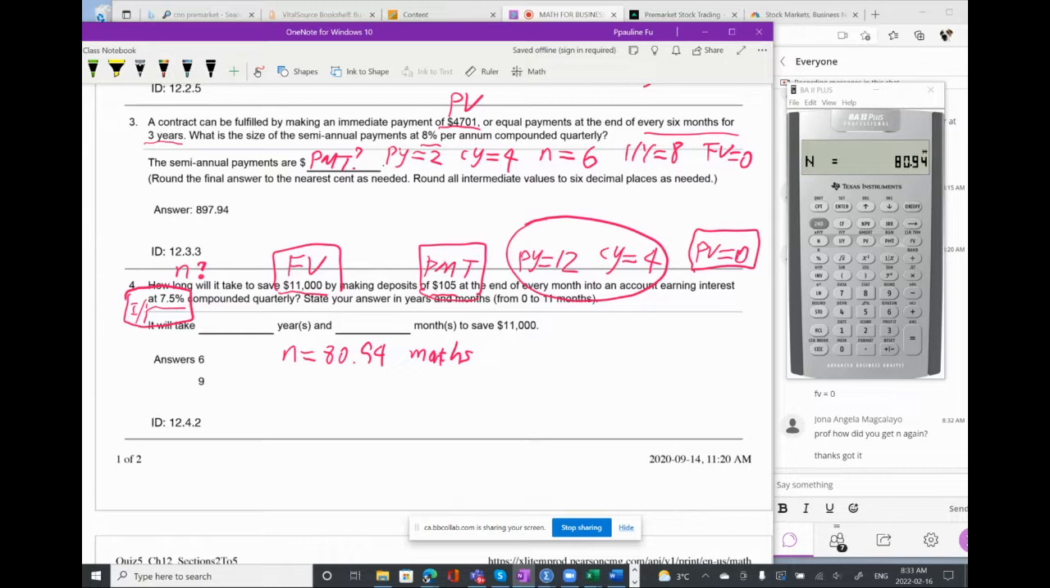Okay, once you get this number, how do you translate this number into years? Remember, 1 year has 12 months. So you use this number divided by 12. Okay, so this number divide 12, divide 12. You got 6.75. This unit is years. The unit is years. Okay.